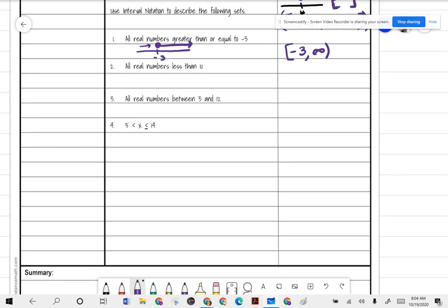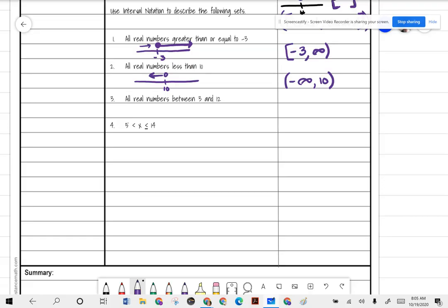So let's take a look at all real numbers less than 10. If I were to do a number line, I would have an open circle. So the smallest number is going to be -infinity, and the biggest number is going to be 10. You can never reach infinity or -infinity, so infinity is always going to have parentheses. And the 10 is an open circle, so I am going to use parentheses.